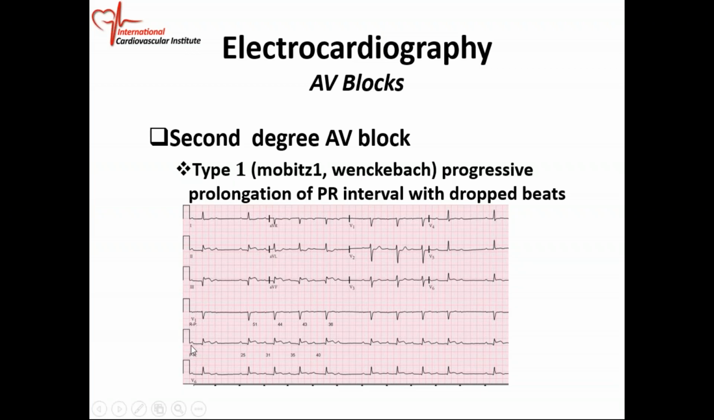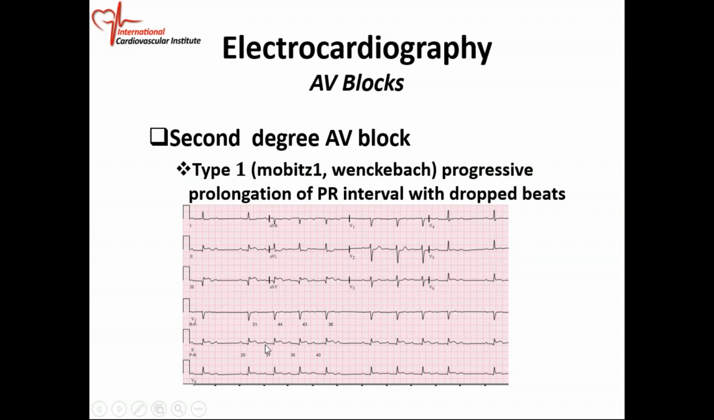So this is a rhythm strip. The P wave is right there. The PR interval is from the beginning of the P wave to the beginning of the QRS. You can see this PR interval is prolonged. You have your QRS, you have your T wave, you have a P wave and no QRS. So you have a dropped beat. Then you have your P wave, it has a certain length to it, you have your QRS, you have a T wave.